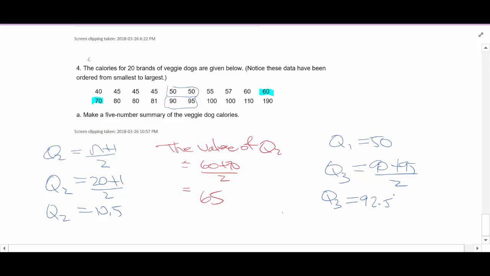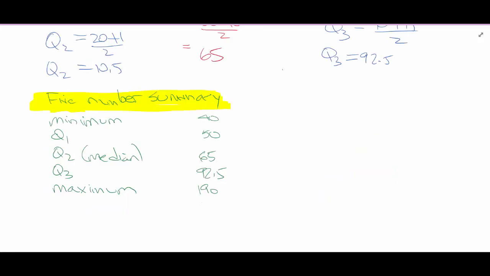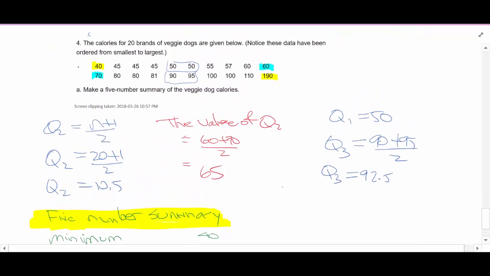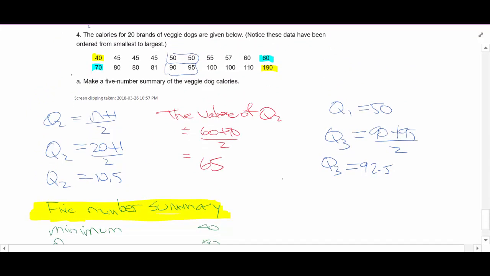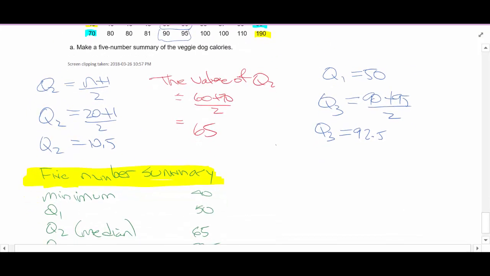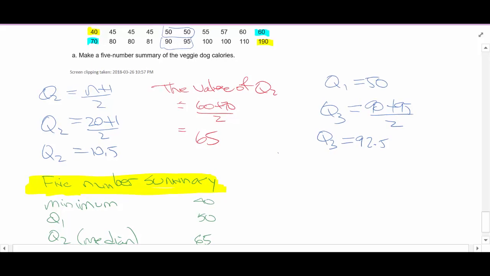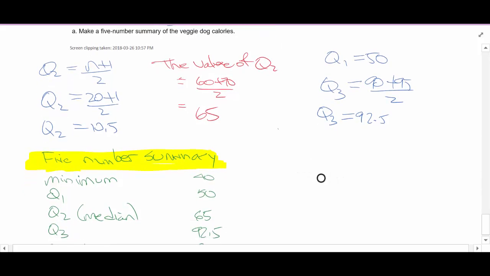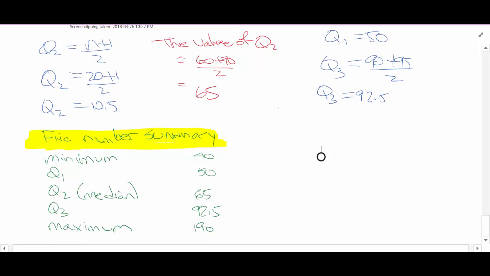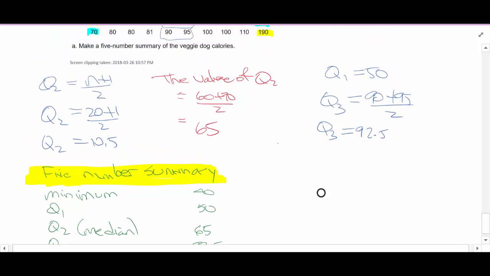The maximum value in the data set is 190. The minimum value is 40. So now I'm ready to make my 5-number summary. The minimum value is 40. Looking at the data, 40 is the minimum value. Q1 is 50. Q2, the median value, is 65. Q3 is 92.5, and the maximum value is 190.